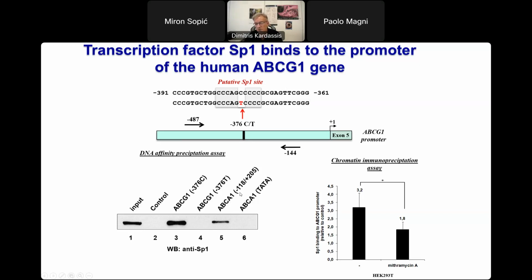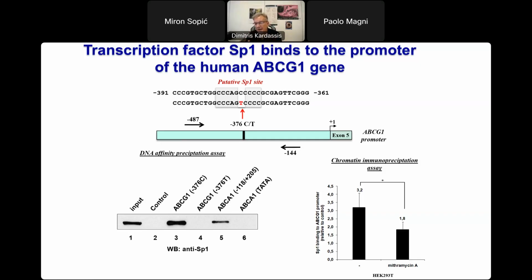And this is the positive control using another region from ABCA1, another transporter that binds SP1, and a negative control, the data box region of ABC1 that does not bind SP1. So this in vitro data confirmed that SP1 binds and the mutation affects the binding of SP1.